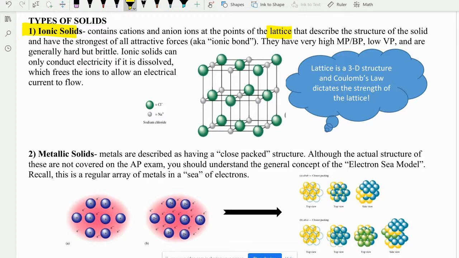Again, ionic solids, we can go back to Coulomb's law all day long. Coulomb's law is a huge concept, especially for AP. You're going to see it on the test. So it might be worth it at this point to remind yourself in your mind, what is Coulomb's law and what is the relationship between force and charge and force and distance?